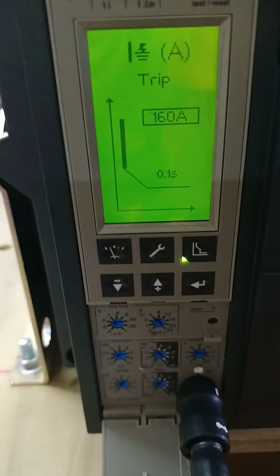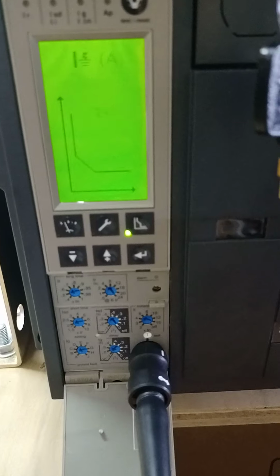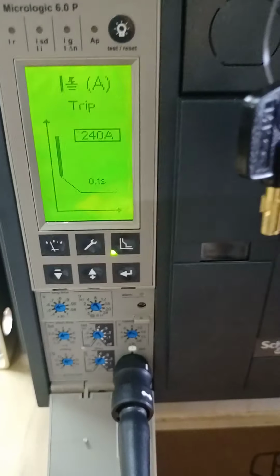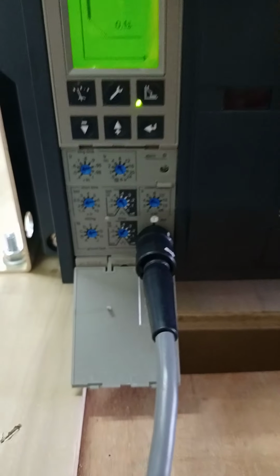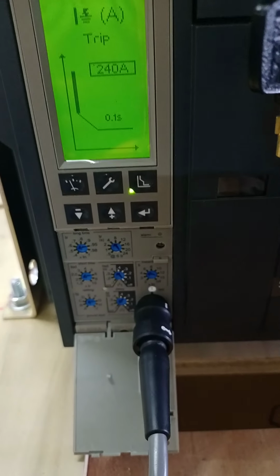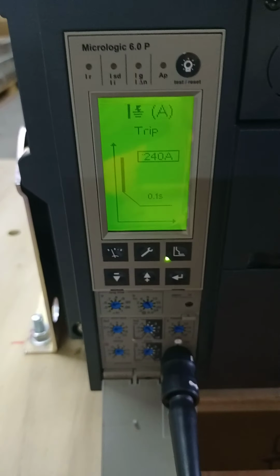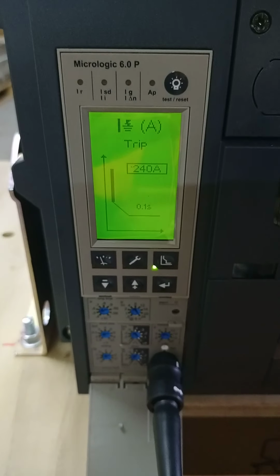Okay. So if we try to change the setting from A to B, that gives 240 amperes, because B is 30% of the ampere frame of the breaker. So every increment up to J is plus 10%. So J is 100%.